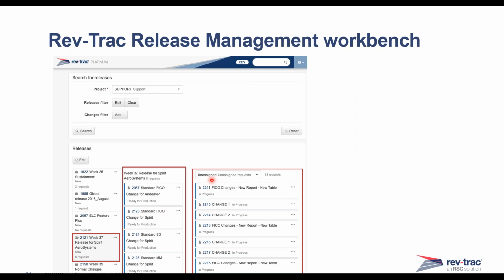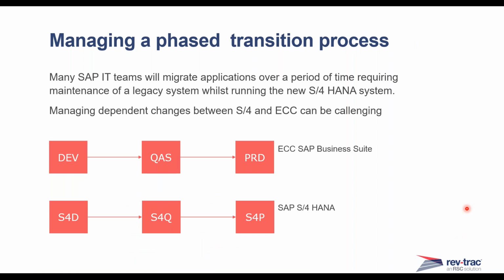Now, there will be a time too when you will be managing things in parallel, so a phased transition process. So most of those that we speak to will be managing the transition over a period of time, which means that we need to maintain and run a legacy ECC system whilst running the new S/4HANA system at the same time. And so managing dependent changes between both can be challenging, because there will be cases when we do need to make a change inside the business suite and a change within S/4HANA to actually meet a particular business requirement during this interim process.